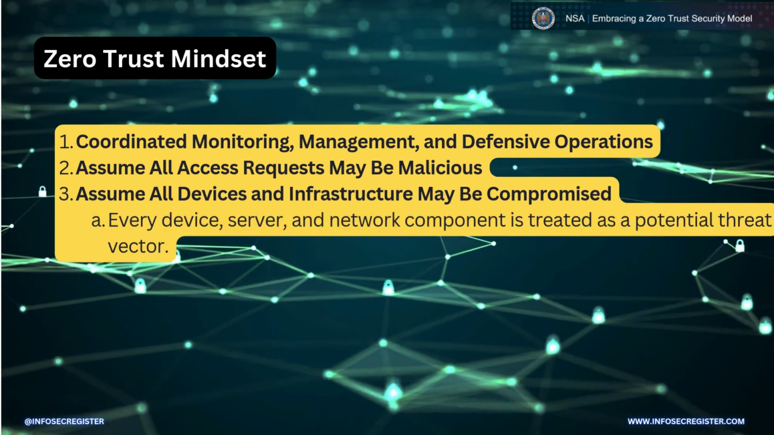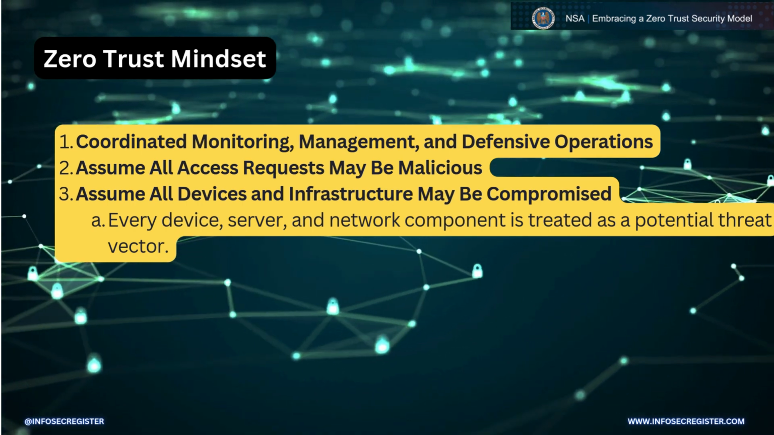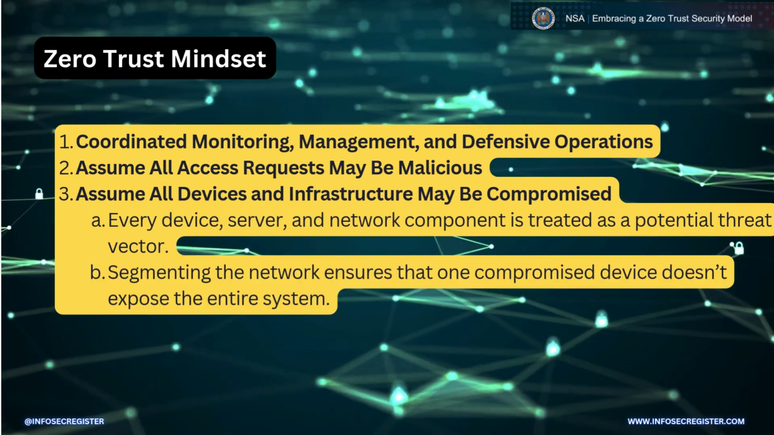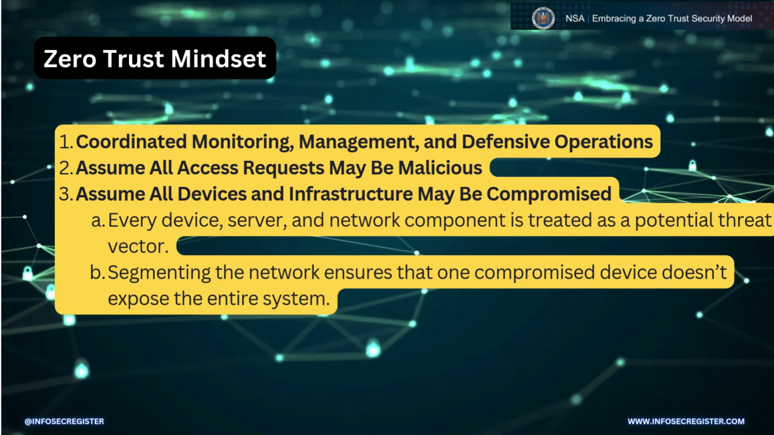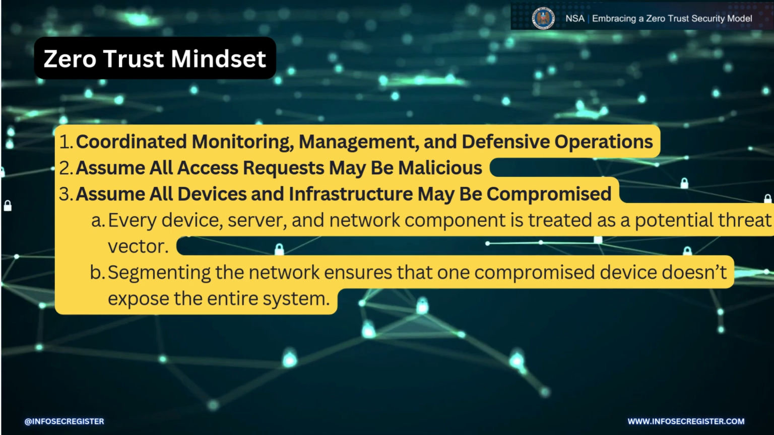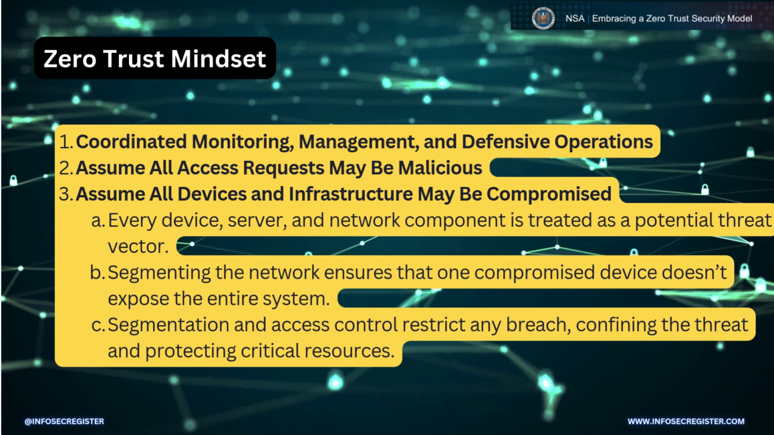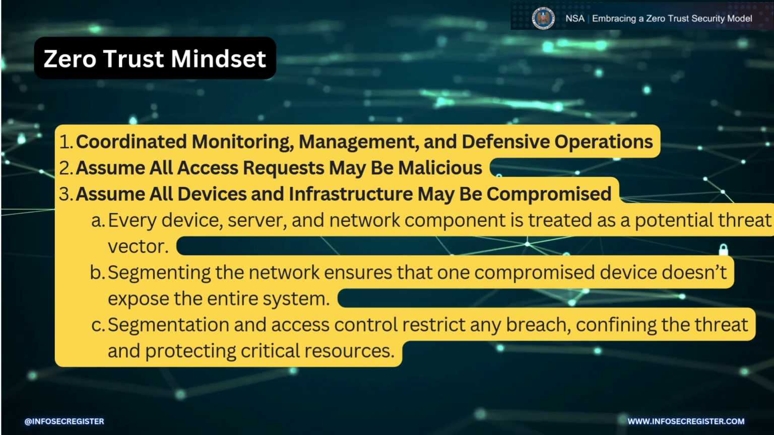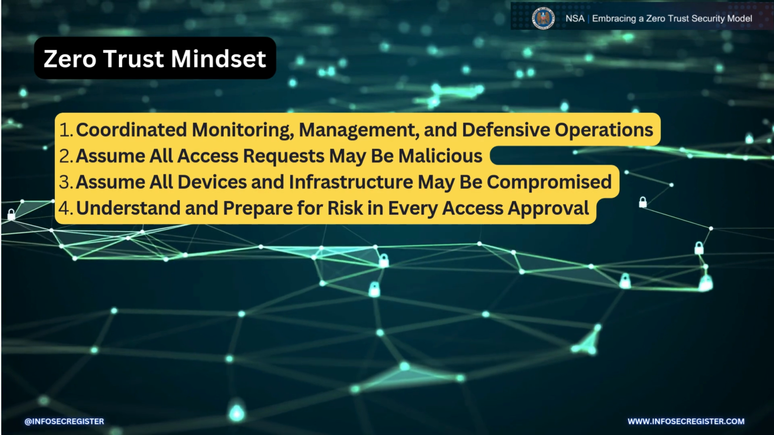Zero Trust presumes that any device, server, or network component could be breached or acting as a threat vector. By treating every part of the infrastructure as potentially compromised, organizations can prevent one compromised device or connection from endangering the entire network. This assumption leads to stricter segmentation and access controls, limiting the potential damage if an asset is compromised. Finally, each access approval incurs some level of risk.